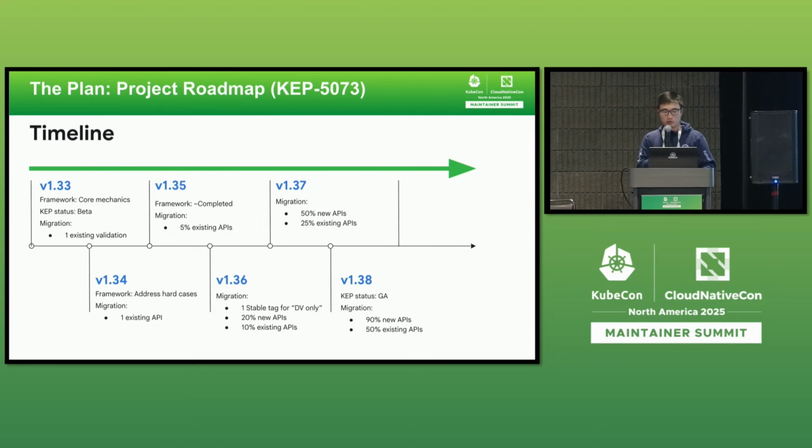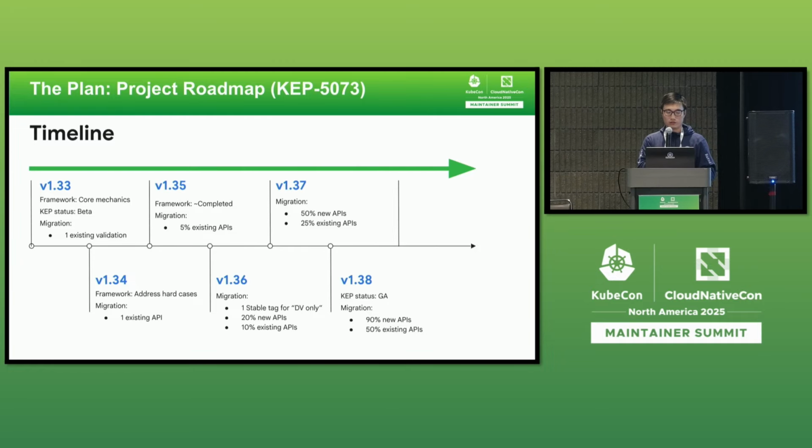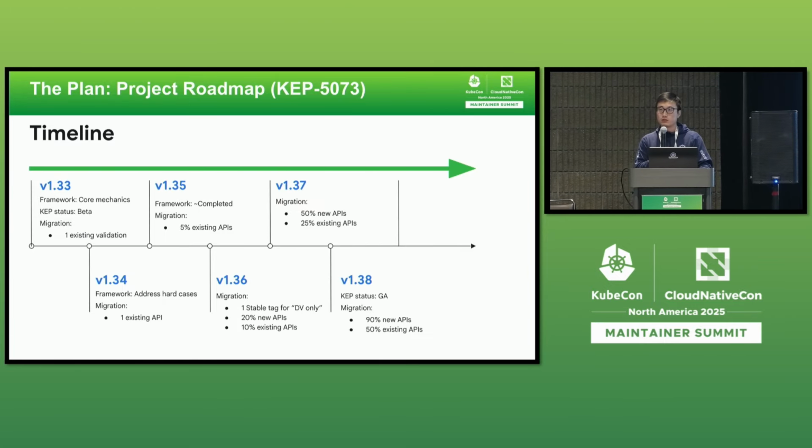So here is our plan. We initiated this project in 1.33, and we completed the most critical framework in 1.35. And in 1.36, we are looking forward to having our first stable tags, which can be used for DV only. And ongoing, we still need to migrate the existing APIs and adopt it in the new APIs in the next couple of releases.